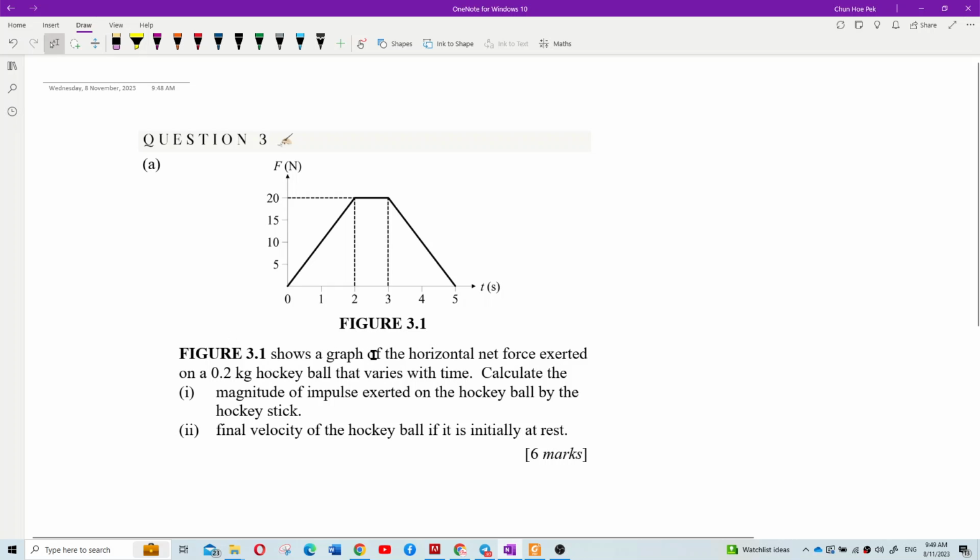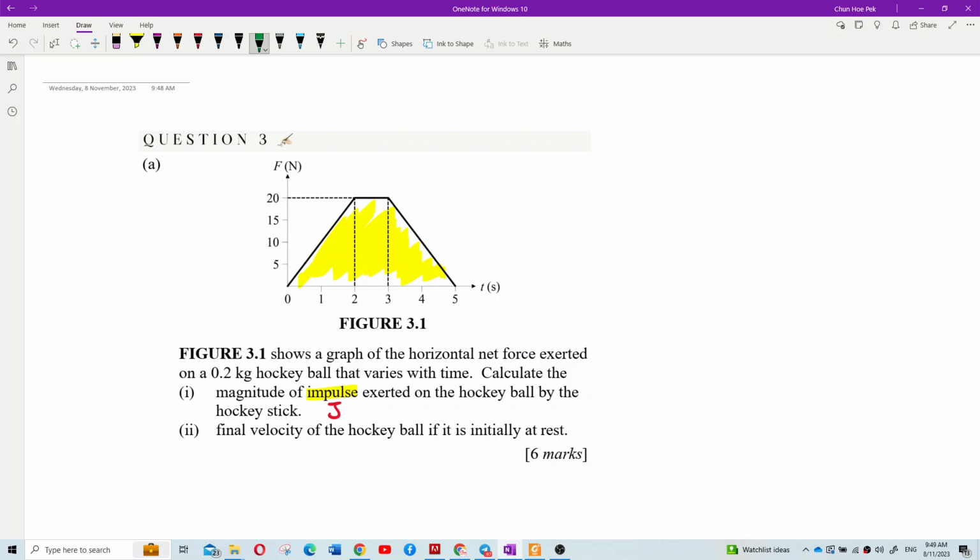Figure 3.1 shows a graph of the horizontal net force exerted on a 0.2 kilogram hockey ball varies with time. Calculate the magnitude. You want magnitude only. Impulse exerted on hockey ball by the hockey stick. So impulse. Remember how to find impulse, class? Impulse is the area under the graph.